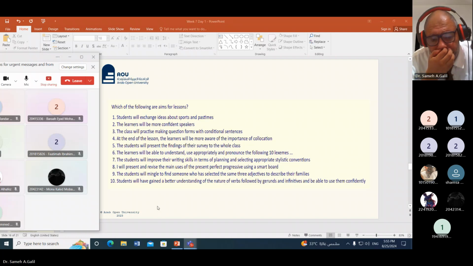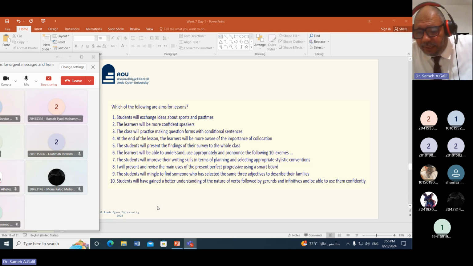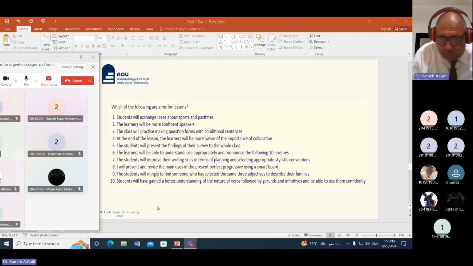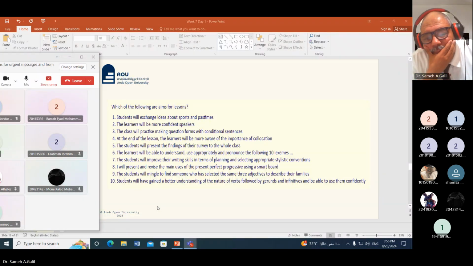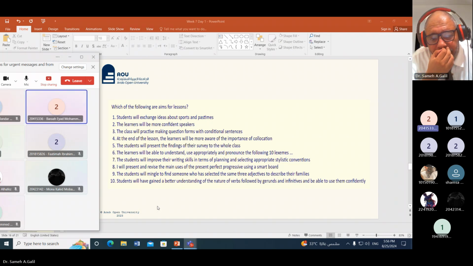Seven. Can we have somebody for seven? The students will improve their writing skills in terms of planning and selecting appropriate stylistic convention. I would say that it's an aim, you know. Yeah, I think it's an aim. Yeah, it's linked to being an aim.